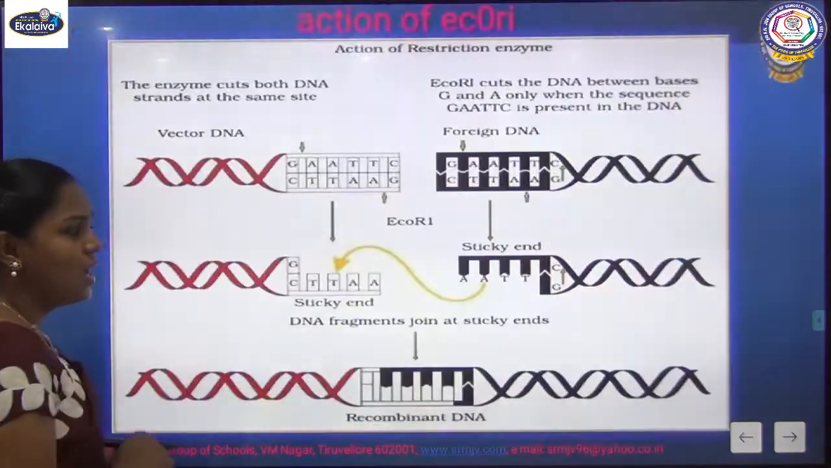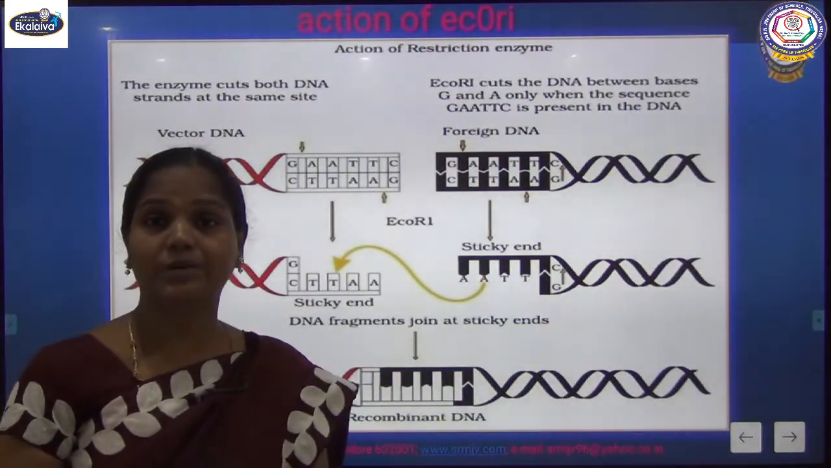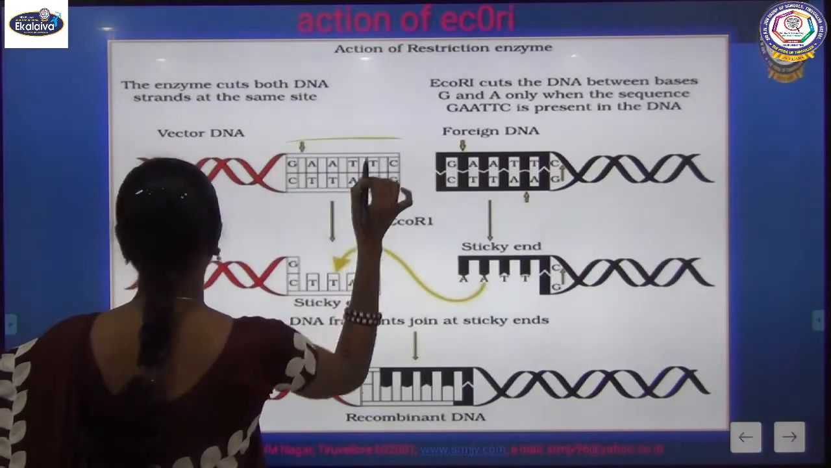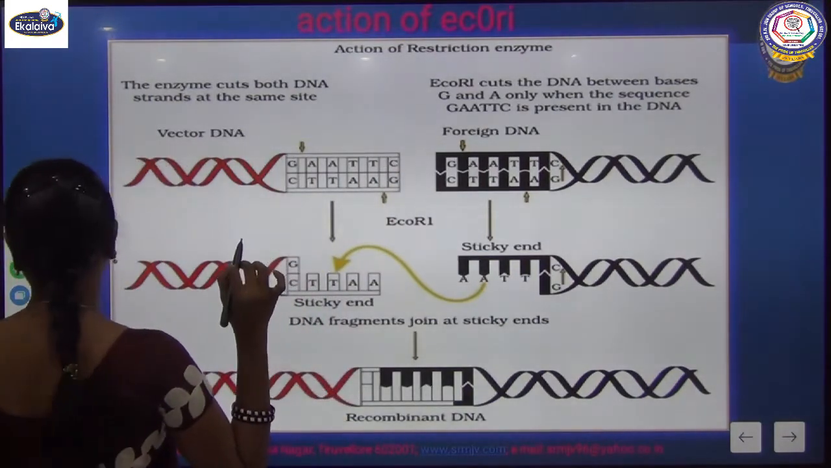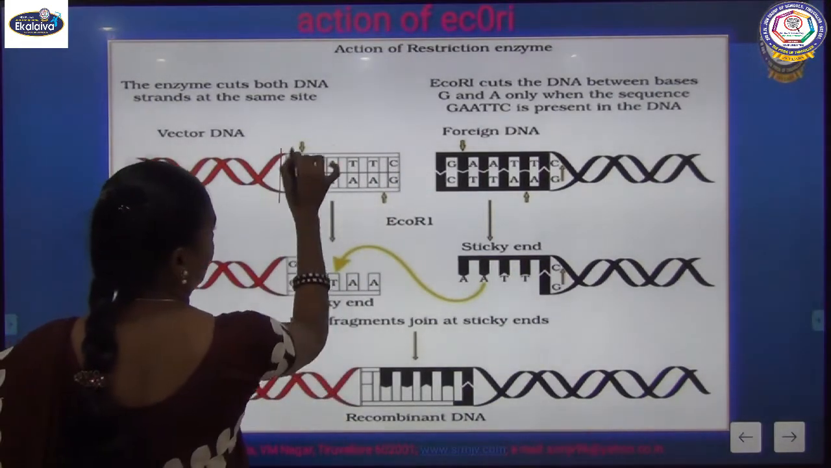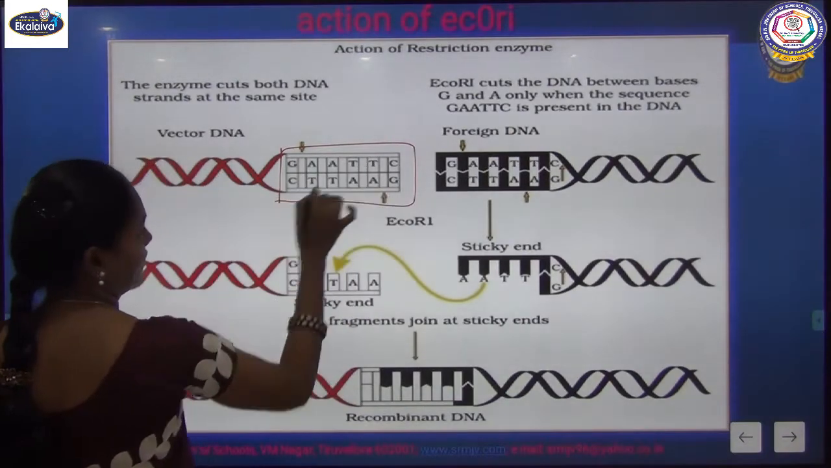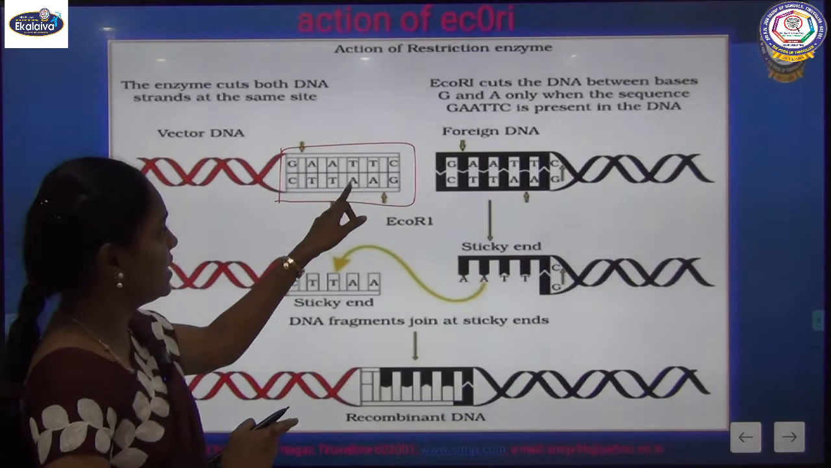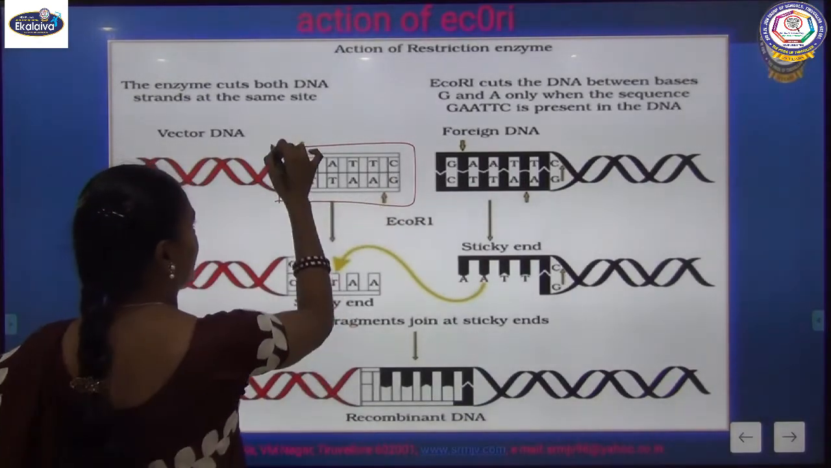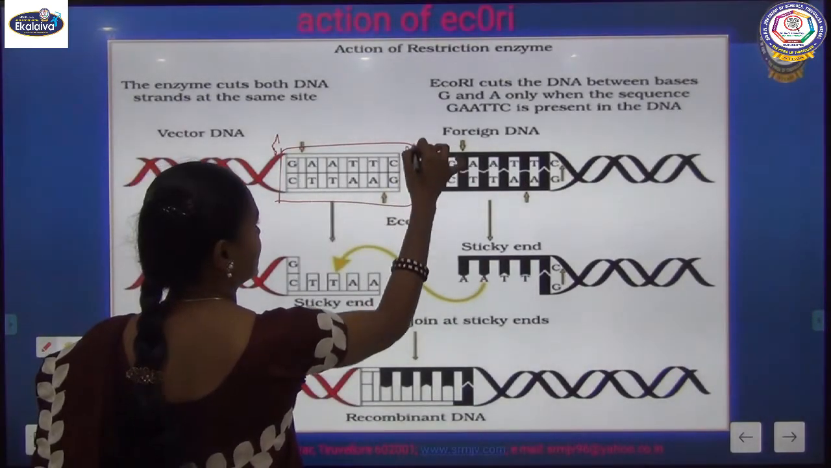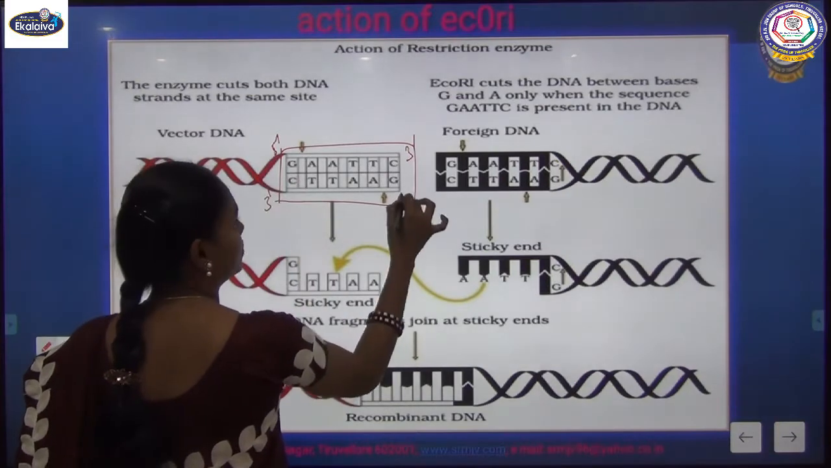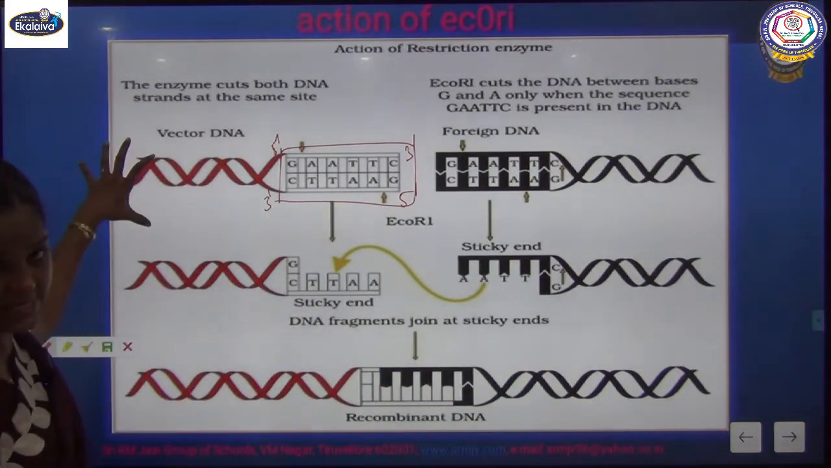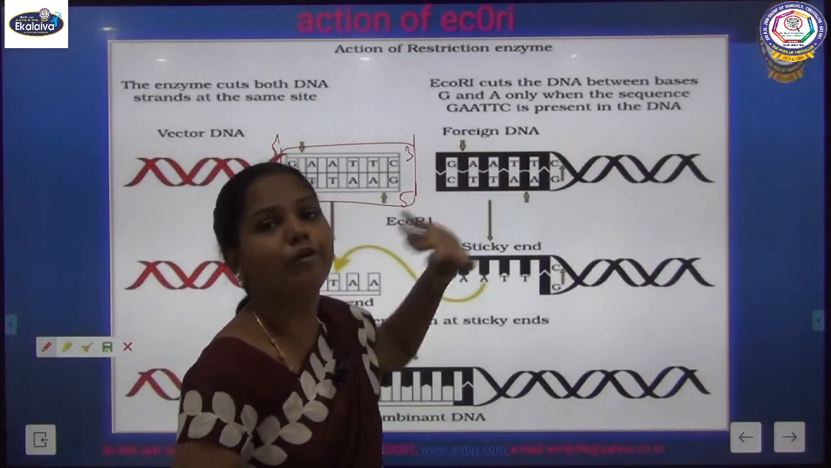Now we'll see how EcoRI is working. For EcoRI, we have already seen the recognition sequence is GAATTC in one strand, and the other strand is CTTAAG. For example, this is 5' to 3', and here it is 3' to 5'. Now this is our vector DNA, and this is our foreign gene.